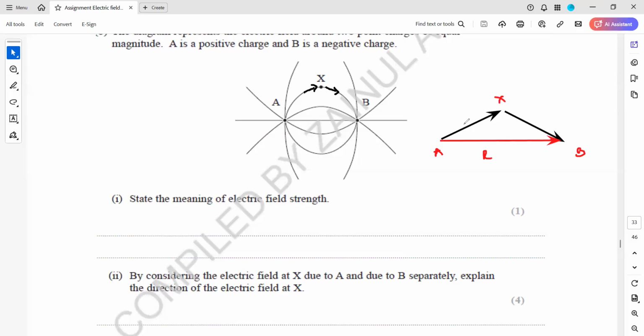So the direction of electric field on the positive charge is towards X, and it is out from X towards B. And what is the resultant force? The resultant of these two forces will be from A to B. Is it clear? Any doubt in this part?